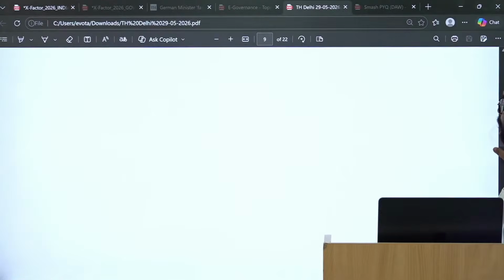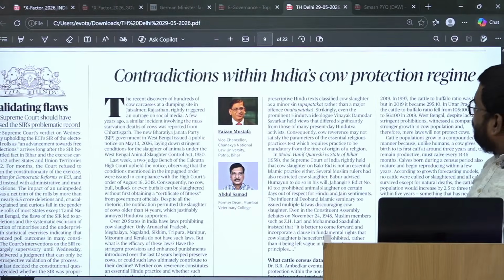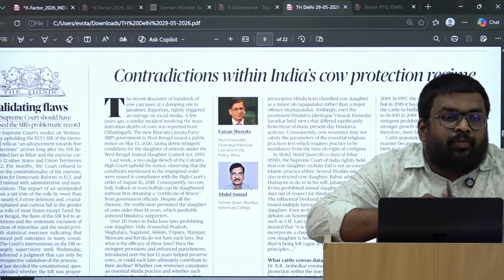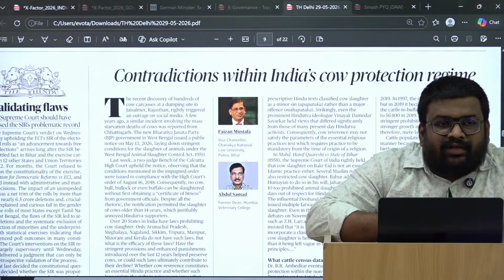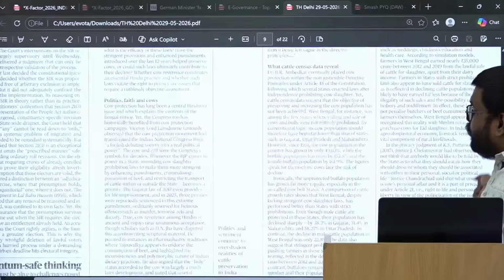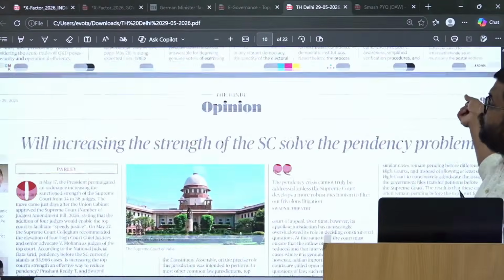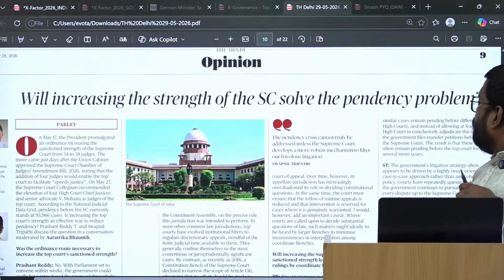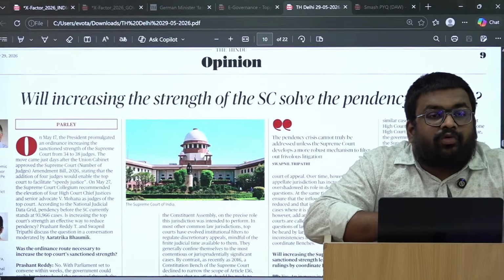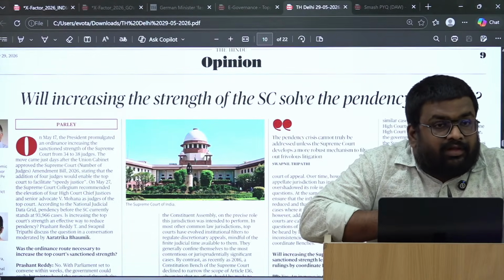Now for example, this, so contradictions within India's cow protection regime. There is a very less chance of questions on the cow protectionism. ठीक है. तो you can simply skip this entire editorial. But यहाँ पे अगर देखोगे तो will increasing the strength of SC solve the pendency problem. So recently the strength of the Supreme Court was increased by the amendment. So that becomes an important theme.